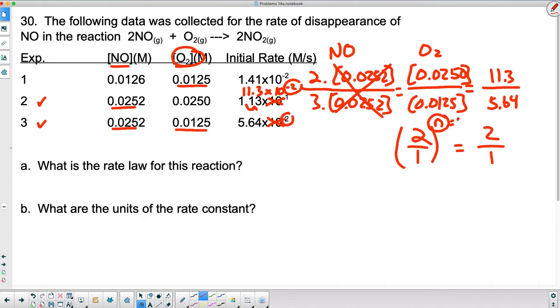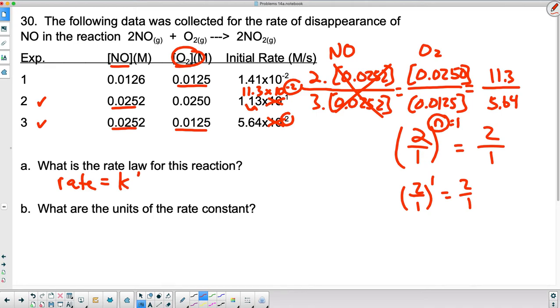So if I put a 1 in for n, that means 2 over 1 to the first power equals 2 over 1 for the rate, which is correct. So that means that as I write my rate expression, I know what one of them is already. Now I have to find O2, or NO is what I'm looking for.